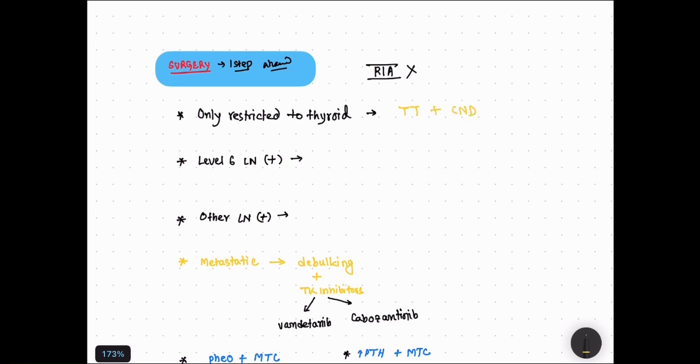And if there is any lymph node, either level 6 or other lymph node, we have to go for total thyroidectomy plus central neck dissection plus MRND. This is one step ahead. In papillary, I told you if level 6 is involved, we go for central neck dissection, and if other lymph nodes are involved, we do MRND. But here, one step ahead, MRND is done.